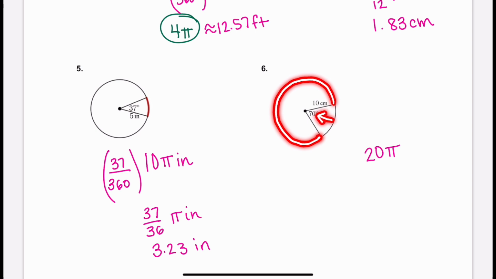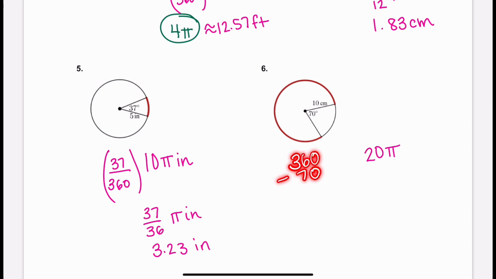Be careful. We are not using the 70 degrees because that's the part that I don't want. I want everything but the 70 degrees. So I'm going to take 360 degrees minus 70 degrees, and I get 290 degrees for the rest of the circle that I am looking for. So I'm going to take that 20 pi and multiply it by 290 degrees out of the 360 degrees for the circle.